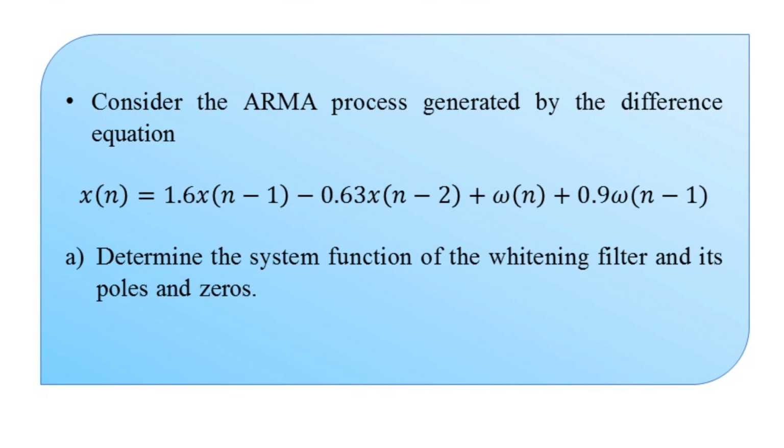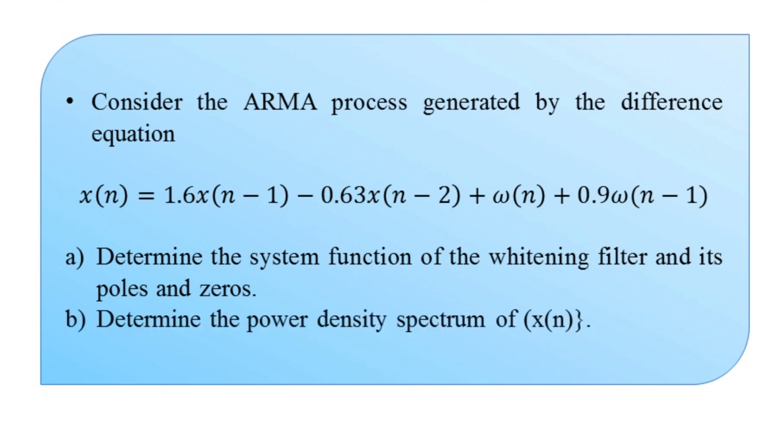The first part, part A, asks us to determine the system function of the whitening filter and its poles and zeros. In part B, we are asked to determine the power density spectrum of x(n). So let us first determine the system function of the whitening filter and its corresponding poles and zeros.